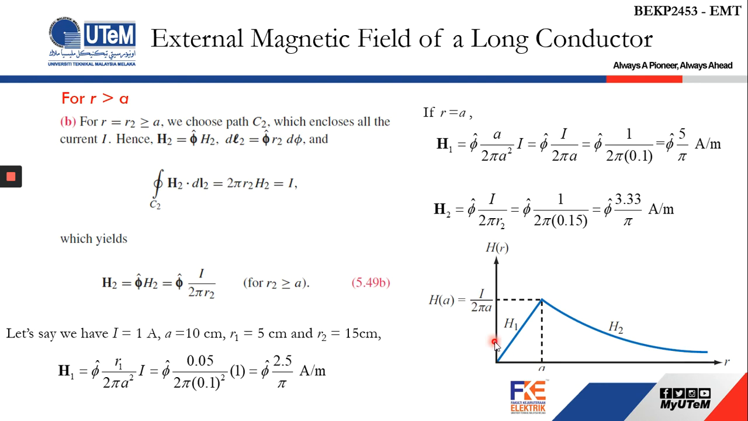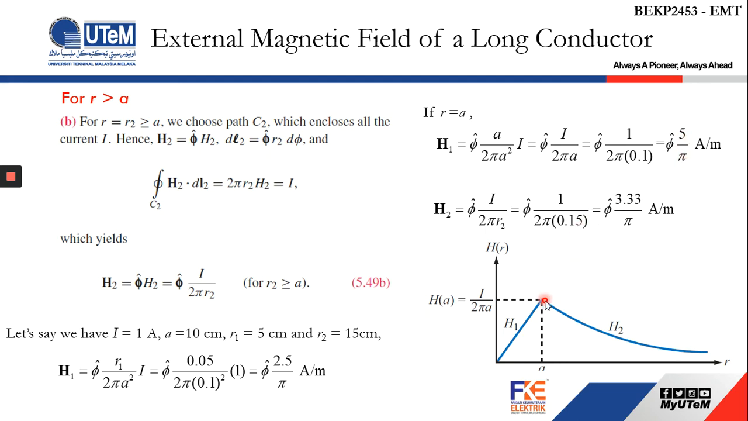So if R is smaller than A, then it will increase linearly as the distance increases from the center of the conductor's cross-section. So in this case, if I take A equal to 10 centimeters, from 0, 1, 2, 3, 4, 5 up until 10 centimeters, the magnetic field strength is going to increase linearly. Now at 10 centimeters, or when R equals A, you are going to have the peak magnetic field intensity, which in this case is 5 over pi.